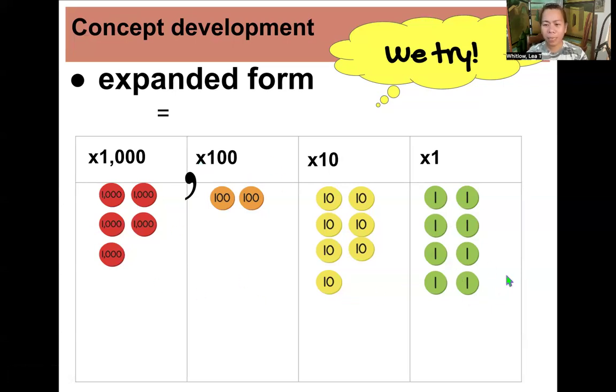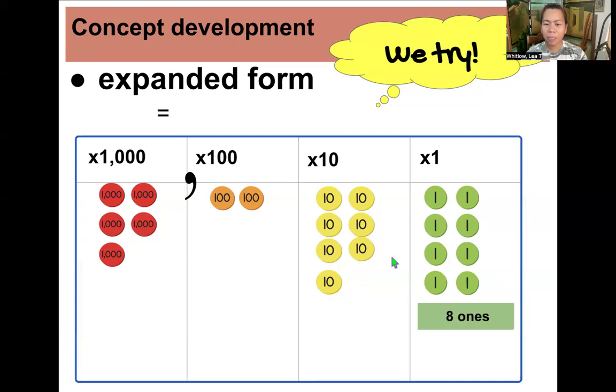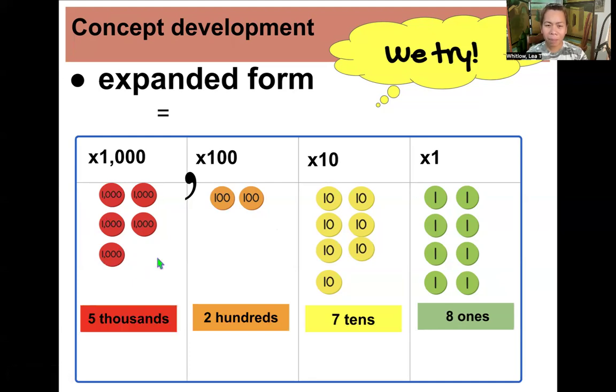How many ones do we see? 8 ones. How many tens do we see? 7 tens. How many hundreds do we see? 2 hundreds. And how many thousands do we see? 5 thousands. If we compose this number, our standard form would be 5,278.